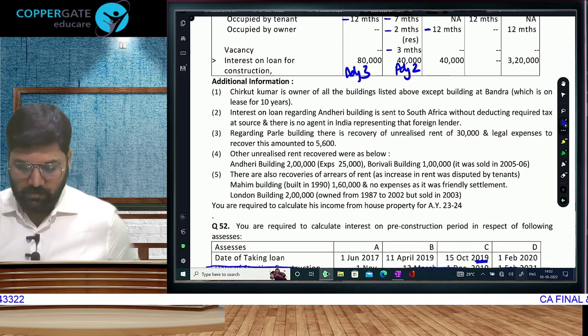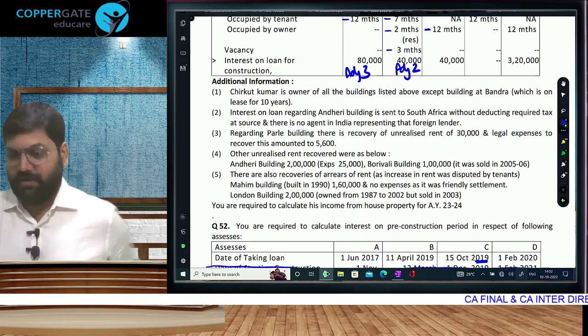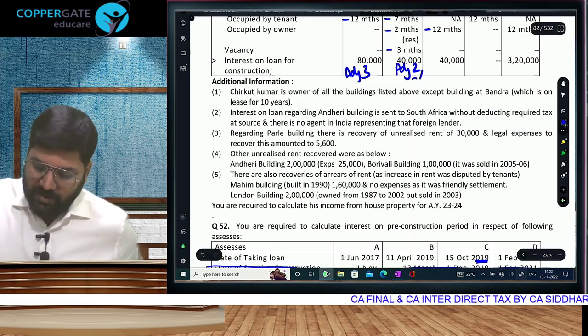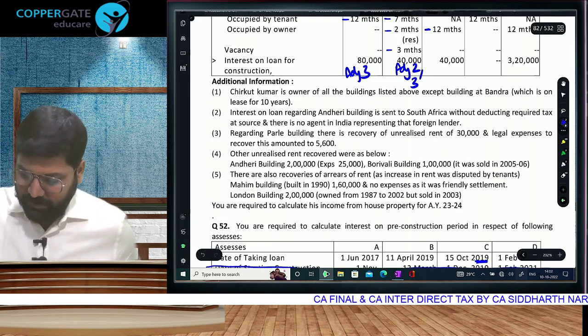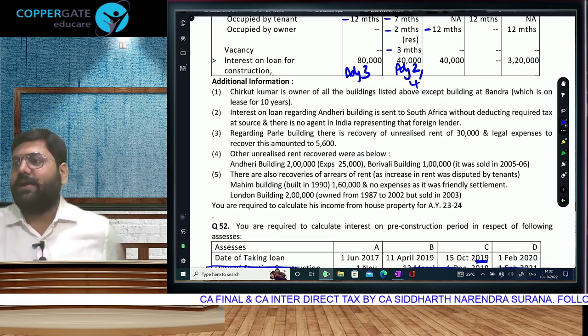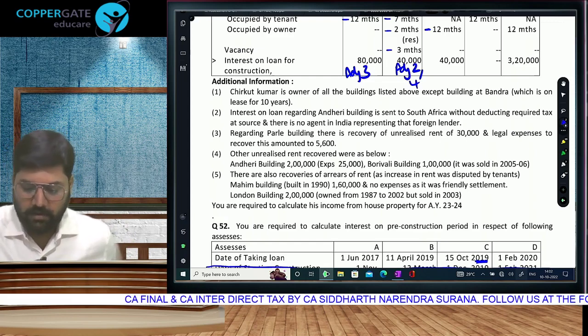Other unrealized rent recovered as below. मतलब अदर देन विले पार्ले दूसरी जगह का भी अनरियलाइज रेंट रिकवर्ड है. कौन सा? फर्स्ट अंधेरी बिल्डिंग rent realized is 2 lakhs and expenses are 25,000. ठीक है, मतलब अंधेरी में आई विल राइट एडजस्टमेंट नंबर 4 हो गया. 4 हो गया ना. दैट करंट ईयर का कंप्यूटेशन करके आई विल एड द रिकवरी ऑफ अनरियलाइज रेंट ऑल्सो, पास्ट ईयर का रिकवर्ड.